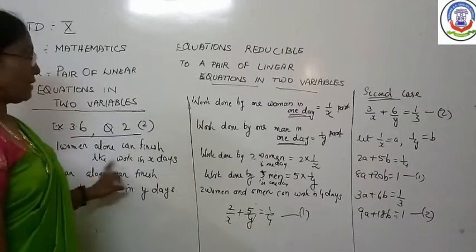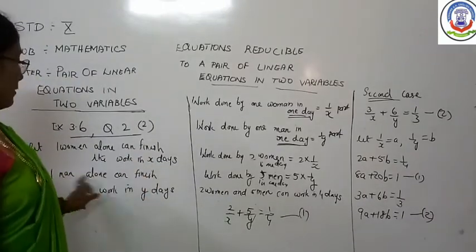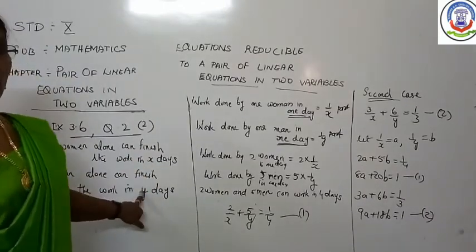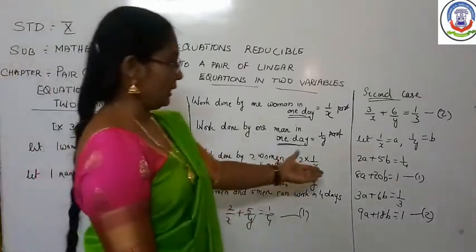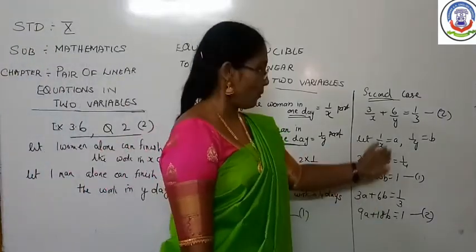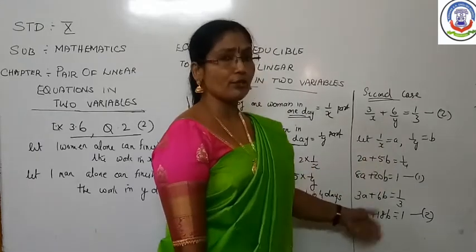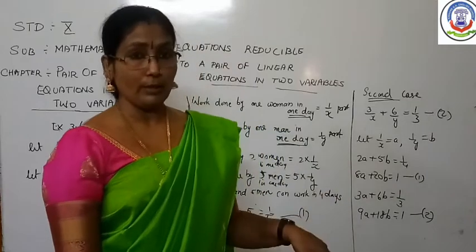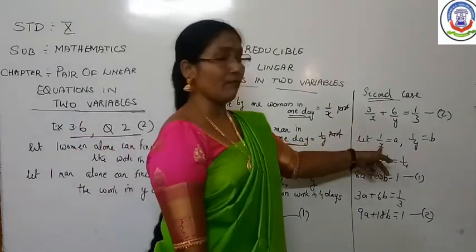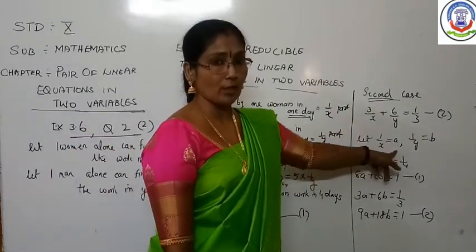One woman alone can finish the work in how many days? One man alone can finish the work in y days. The remaining you can solve yourself, because I have already made it into linear equation form. Then you just have to use the substitution method or elimination method. You have to find a, then its reciprocal will be x, because 1 upon x is equal to a.